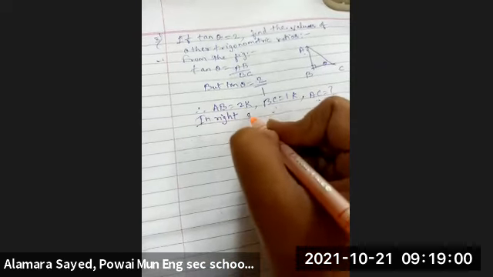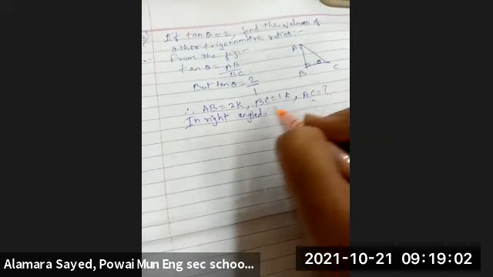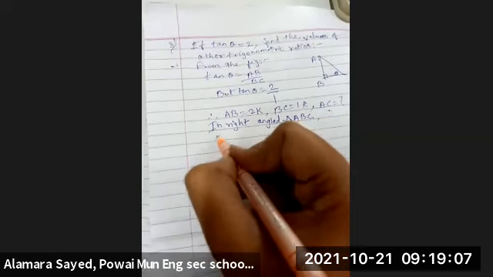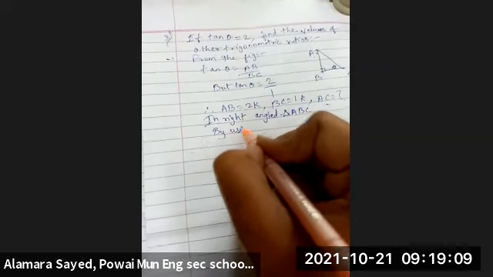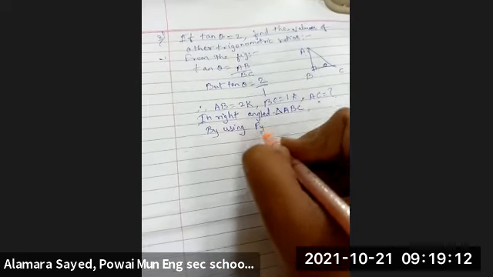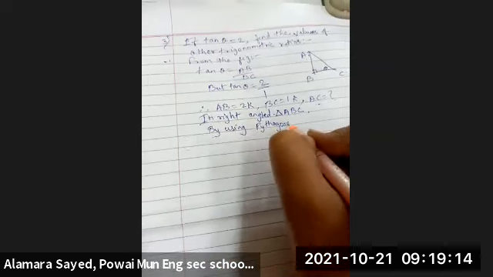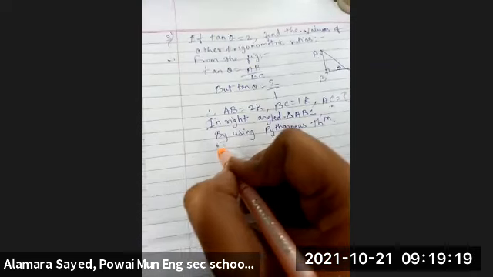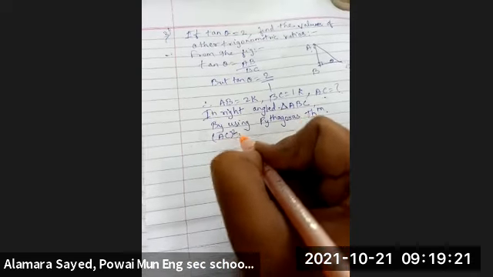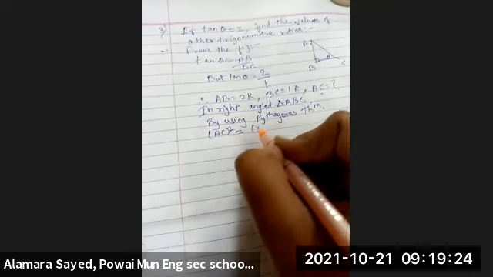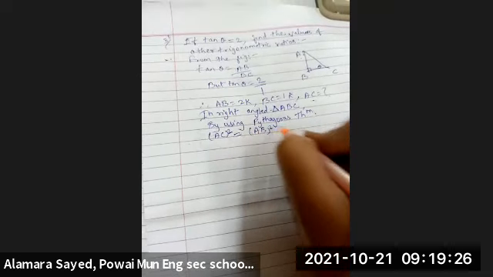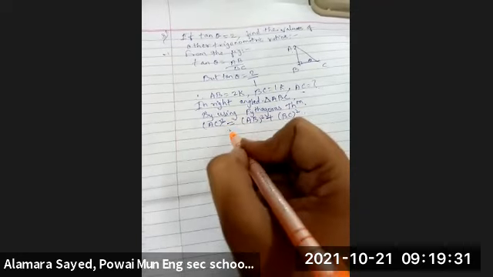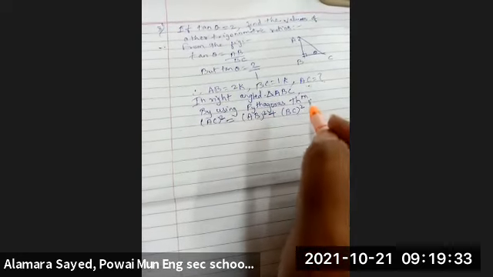right angle triangle ABC, by using Pythagoras theorem, we get AC square is equal to AB square plus BC square. So AC square is equal to AB square plus BC square.